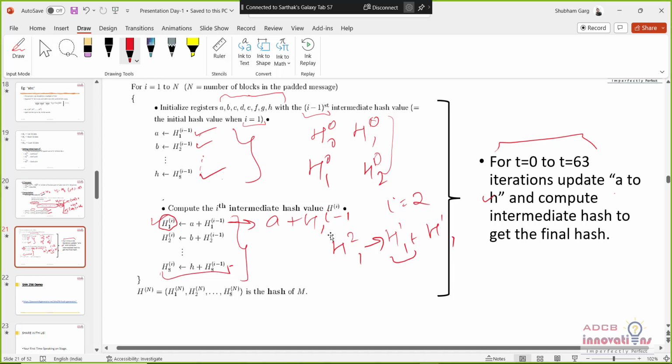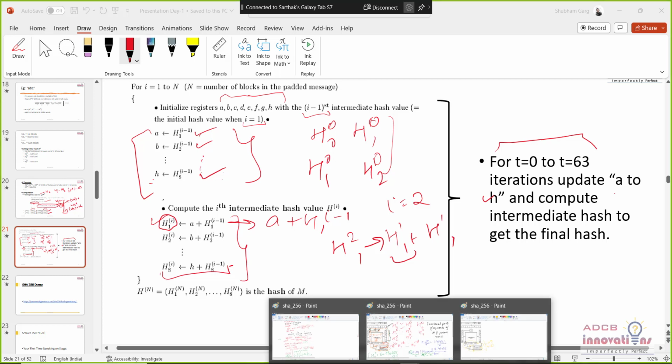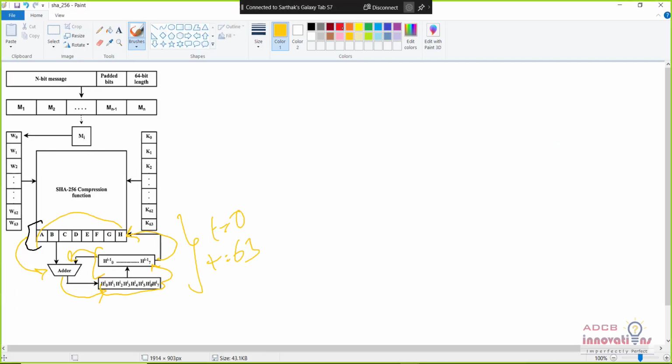I will show you the equations, that is for t equal to 0 to 63. These hashes are running according to the t equations, and all these a, b, c, d, e, f, g, h values are also getting updated. I have not included those equations in these slides, so I will just write it down for you. So what is actually happening? These are the equations, for t equal to 0 to 63. So it is happening somewhat like this.